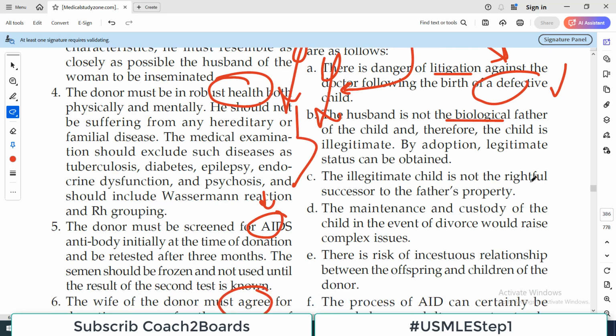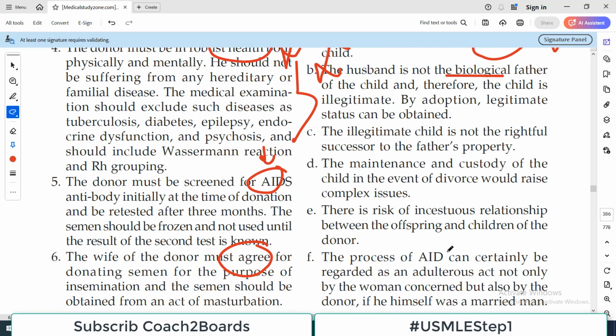ये सारे लीगल इशूज हैं बॉस, इसलिए कॉन्सेंट अच्छी तरह से लेनी है. The maintenance and custody of the child in the event of divorce would arise as a complex issue. बच्चा है किसका? There is a risk of incestuous relationship between offspring and the children. My God, that is a nightmare.